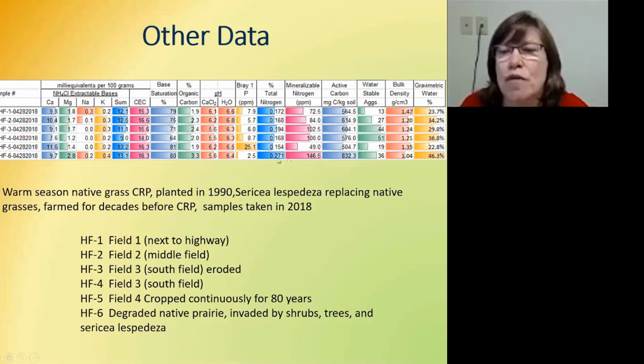like total carbon, mineralizable nitrogen, active carbon, it's the highest across the board. What's kind of interesting is that the aggregate stability is actually lower than the 3rd and 4th samples. So maybe that's another indicator of the degradation, and maybe that's indicating too that there are lower microbe levels.